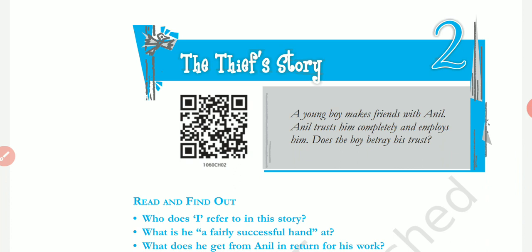Dear students, today I am going to teach you a story from your supplementary textbook. The title of the story is The Thief's Story. This beautiful story has been written by a famous Indian writer, Ruskin Bund. You must have heard about Ruskin Bund as a writer.